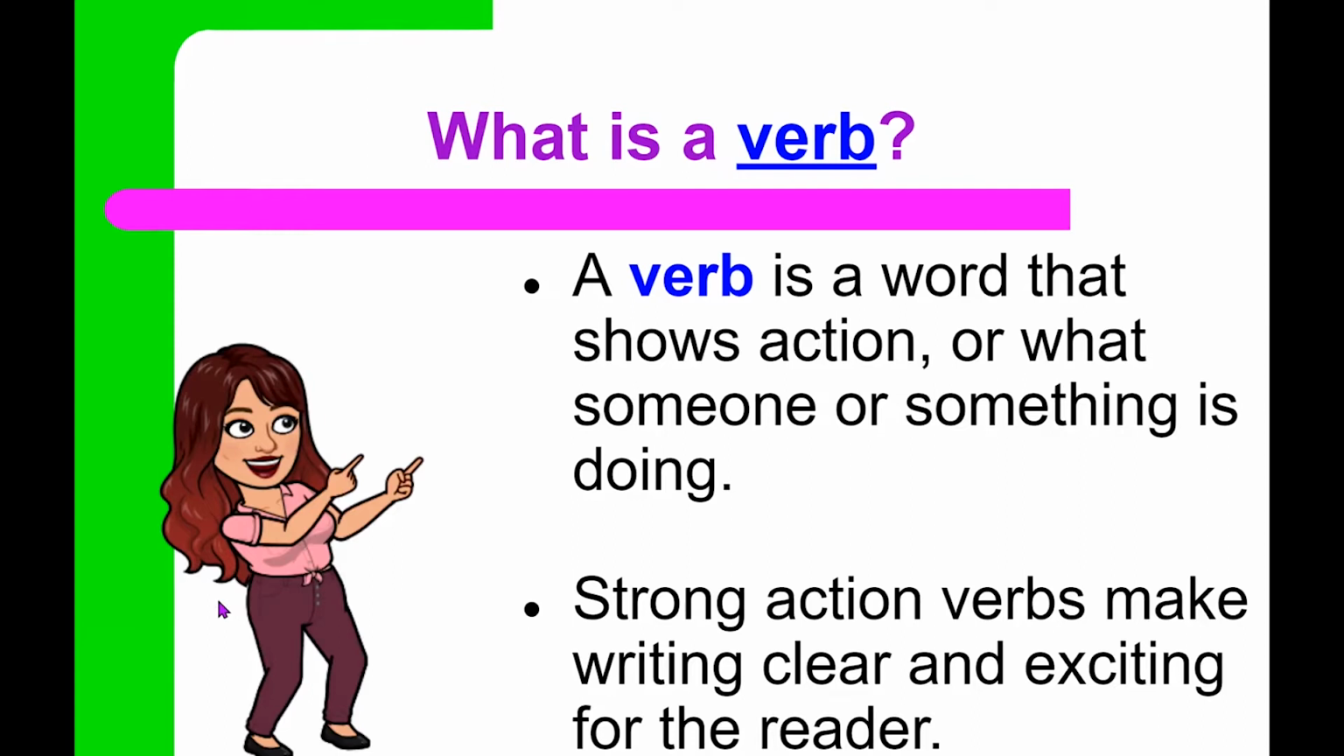What is a verb? A verb is a word that shows action of what someone or something is doing. Examples of this can be such as running, hiking, walking, ran. Strong action verbs make writing clear and exciting for the reader. That's why it's important that we include these things and learn this skill so that we can include it in our writing to keep the readers engaged.